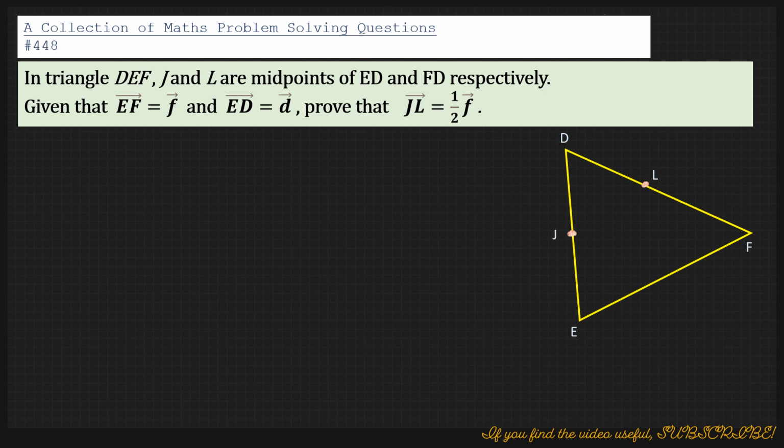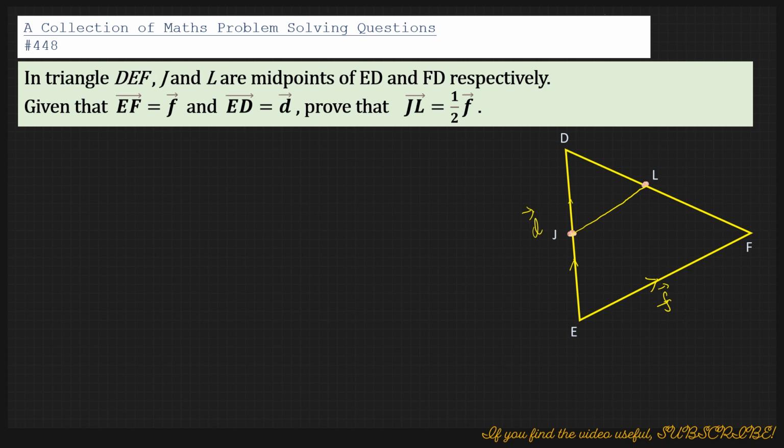So what we do here is obviously to mark the vectors. So EF is given as f, and we've been given ED, in this direction, that is d. And we have to prove JL, so I'll join JL, equals half vector f.